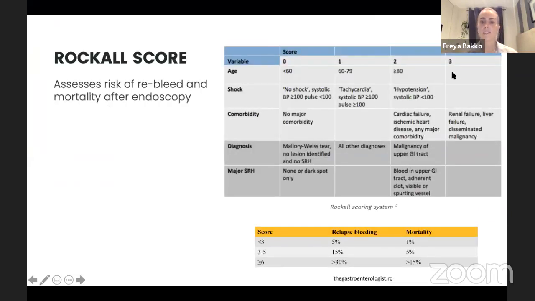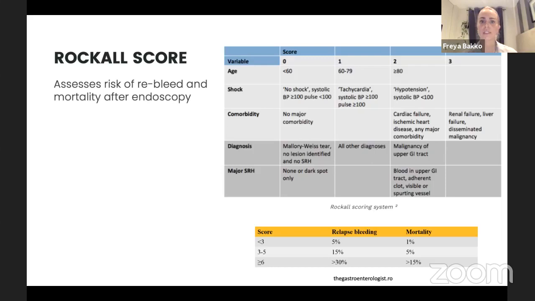So after the patient has undergone endoscopy, had its assessment for the cause of bleeding and then the management, you want to do the Rockall Score. So this assesses the patient's risk of rebleeding as well as the mortality risk for a patient after endoscopy.